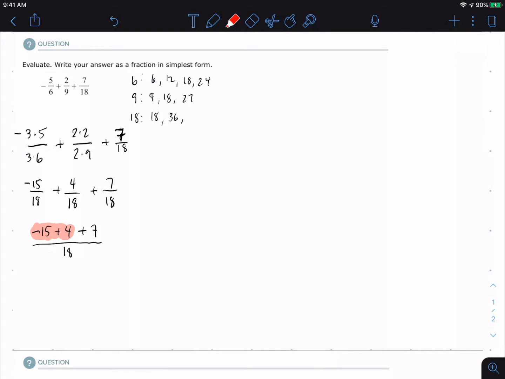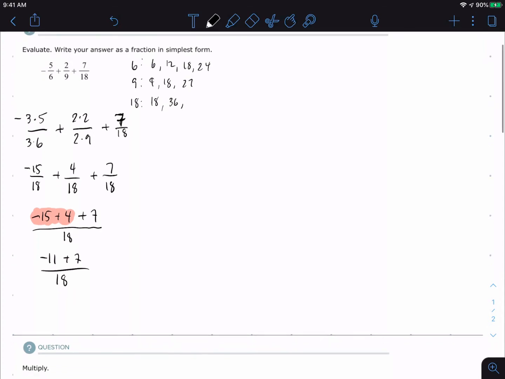Don't I owe him still 11? Yeah, so, oops, sorry, let me change it. I still owe him 11 bucks. And then if I owe him 11 bucks and then I give him another 7, now I still owe him $4, right? And that's how I got that negative 4. Does that make sense, Paul? Okay, good.